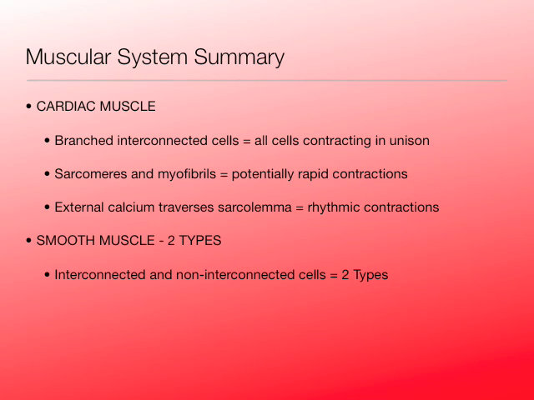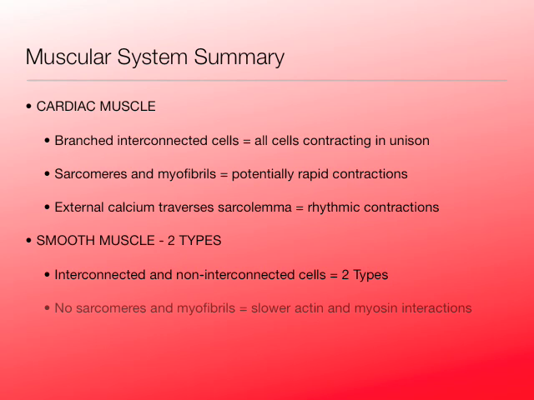Now with smooth muscle, we have the two types here, right? We have the interconnected and the non-interconnected cells, and that's really the big distinction here between the two types. One performs more like skeletal muscle, one performs more like cardiac, and not so much fatigue or speed, but more like one's rhythmic and one's not.